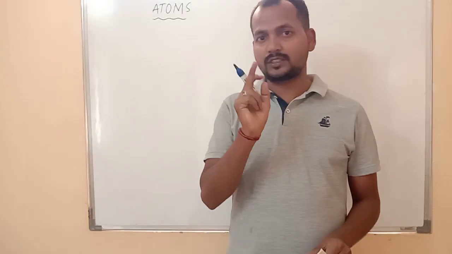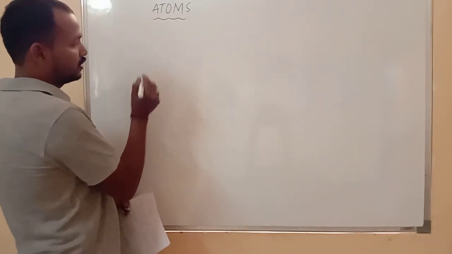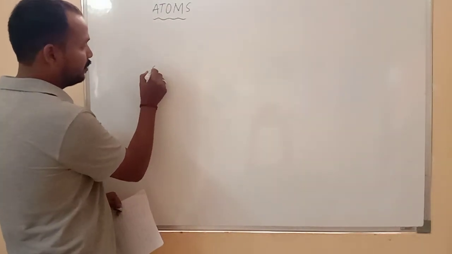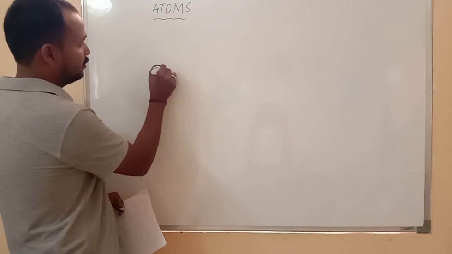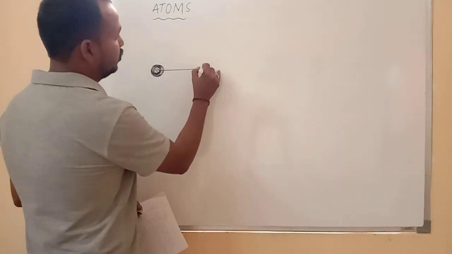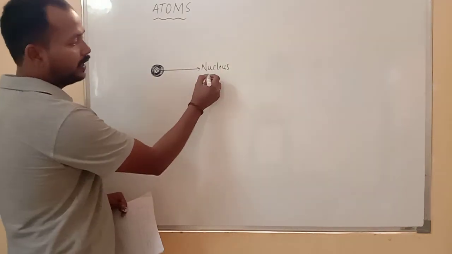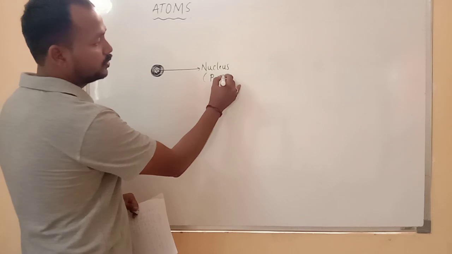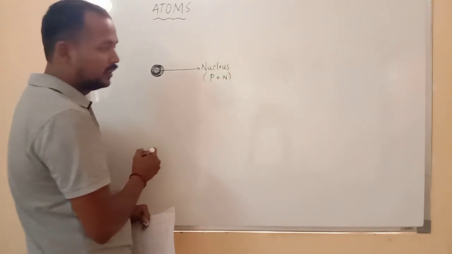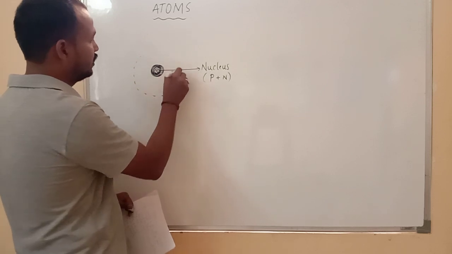And we also know the structure of an atom. How is the structure of the atom? The structure of the atom consists of a central part. This central part of the atom is called the nucleus, where protons plus neutrons are present. Correct? Then outside this nucleus there will be some orbits.